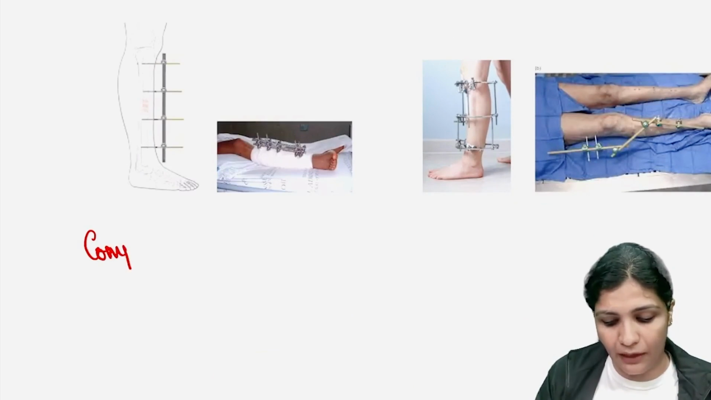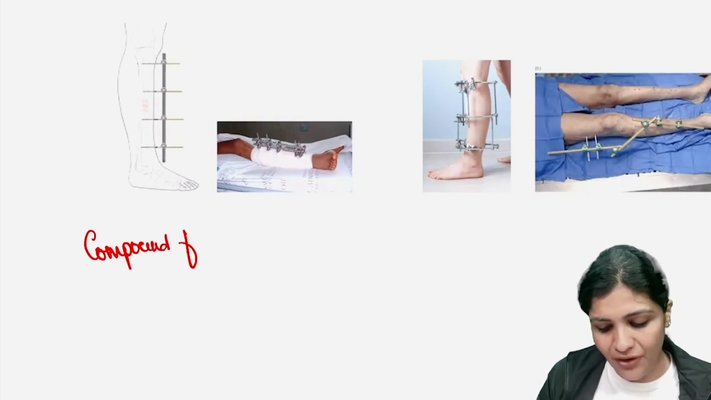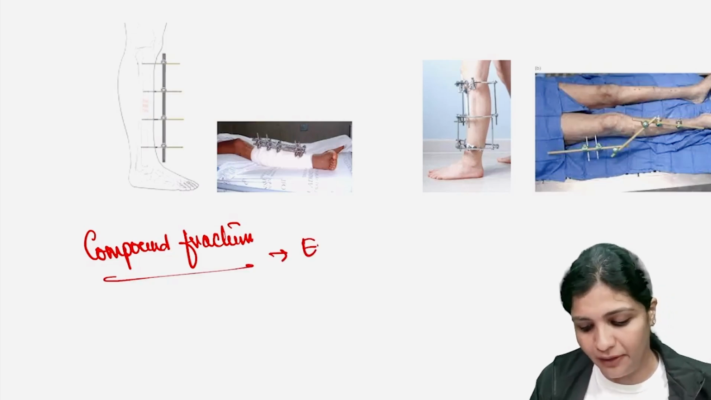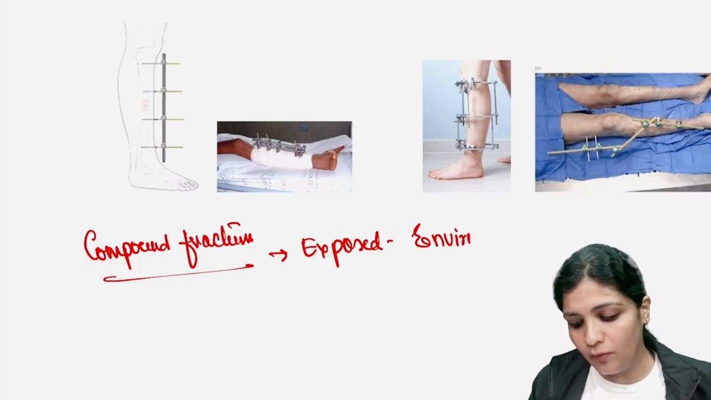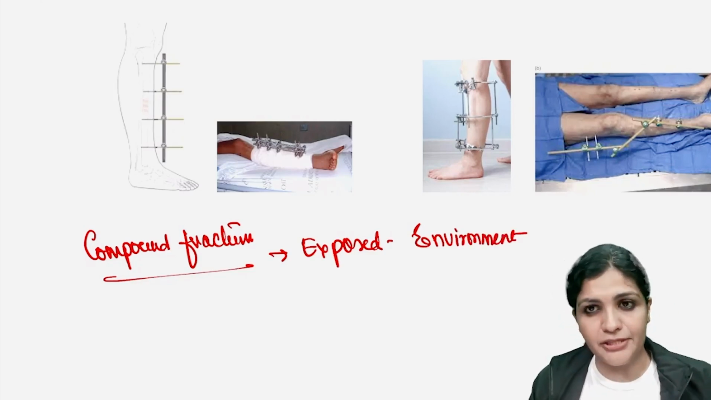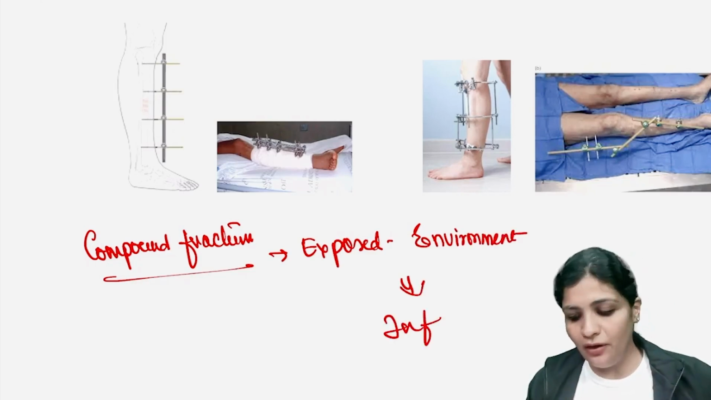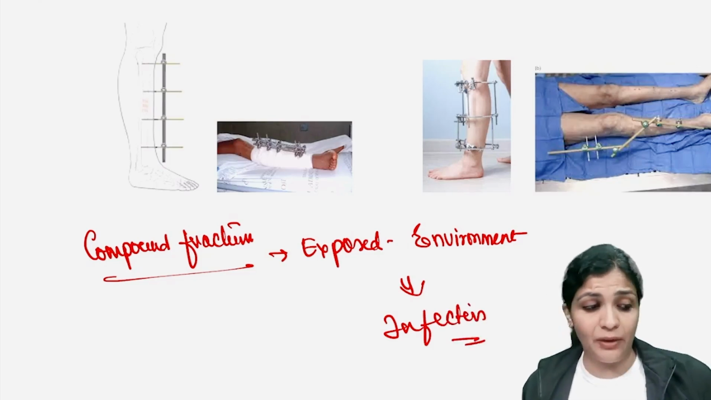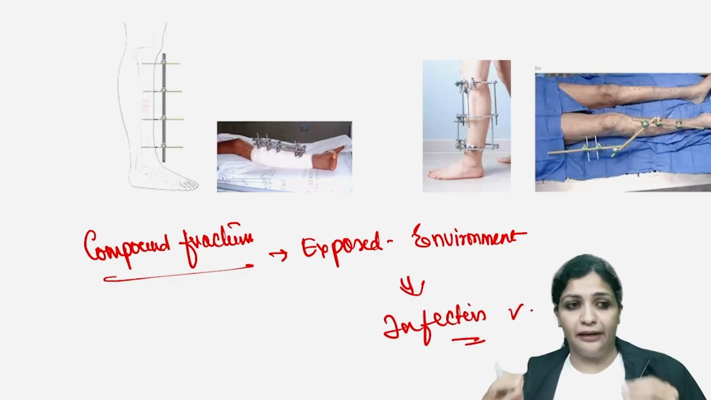What do you mean by a compound fracture? A compound fracture is nothing but a fracture which is exposed to the environment, right? Which is exposed to the environment, and this can result in what is called a dreadful complication in orthopedics, that is nothing but your infection. So you have to be very careful in treating these particular fractures.